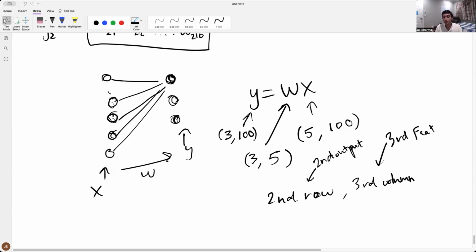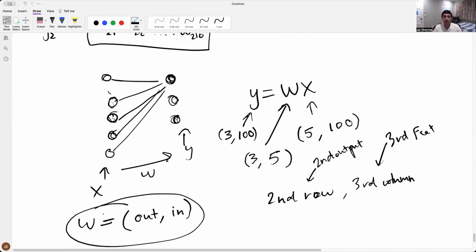But I want you to notice one thing. The shape of our W had nothing to do with the number of examples. It was the output dimension, which is 3, whatever we wanted outputted, and the input dimension is 5, whatever the input dimension is. And so that will be the shape of your W. If you go from 5 to 3, it'll be 3 by 5. If you go from 3 to 10, it'll be 10 by 3.